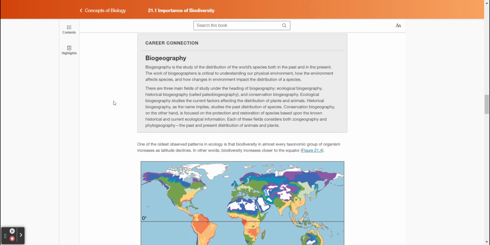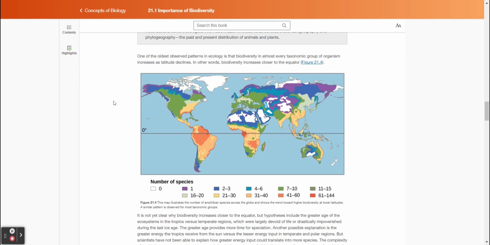One of the oldest observed patterns in ecology is that biodiversity in almost every taxonomic group of organisms increases as latitude declines. In other words, biodiversity increases closer to the equator. Figure 21.4. This map illustrates the number of amphibian species across the globe and shows the trend toward higher biodiversity at lower latitudes. A similar pattern is observed for most taxonomic groups.